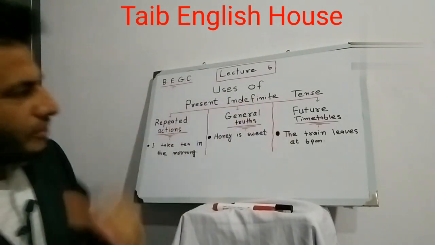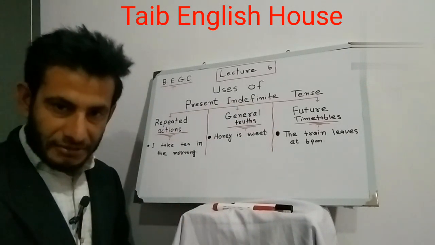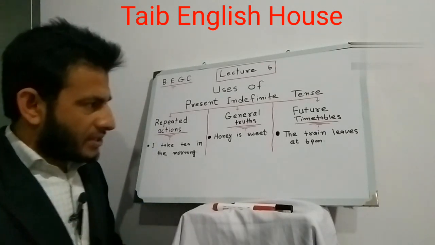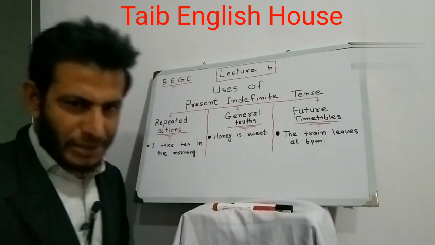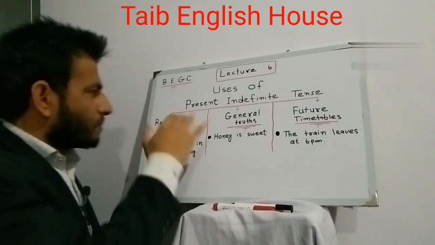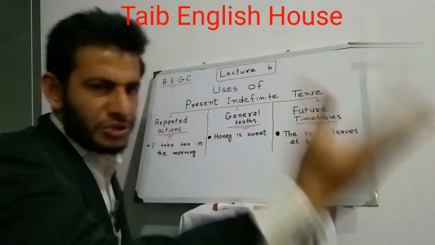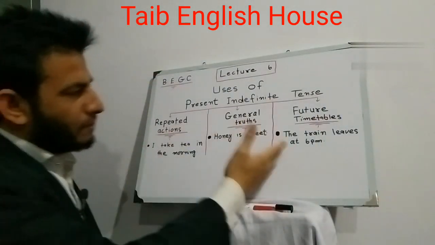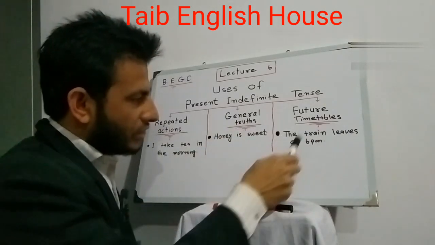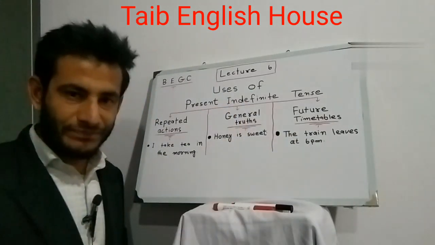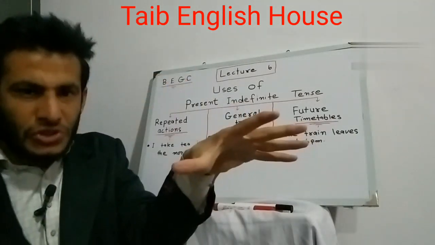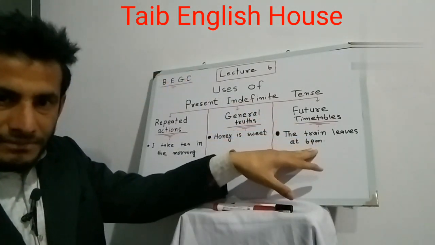Okay? And the third use, when do we use present indefinite tense? When we talk about the future fixed timetables. So, we also use present indefinite tense for future. For example, now we look at the example. The train leaves at 6 p.m. It means the train leaves at 6 p.m.